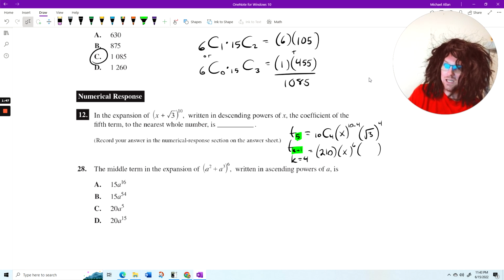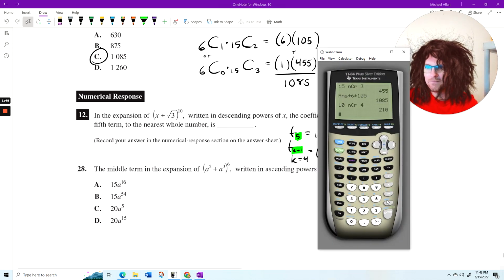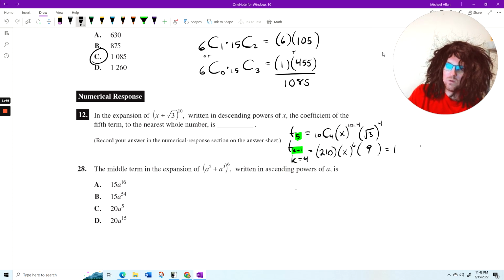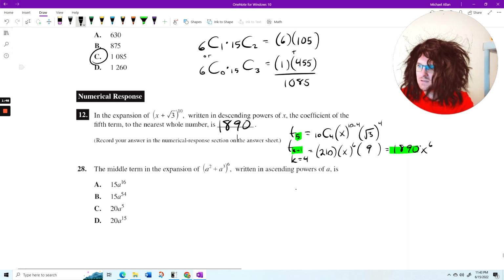And then the root of 3 to the power of 4, that is going to be 9. You can go through the math and figure that out. So 9 times 210 is 1,890. Okay, 1,890 x to the 6. So I'm looking for that coefficient. There it is. So this is 1,890, which fits nicely in those four boxes. Put a 5, I don't know what it would have been. Would have been too big, maybe?